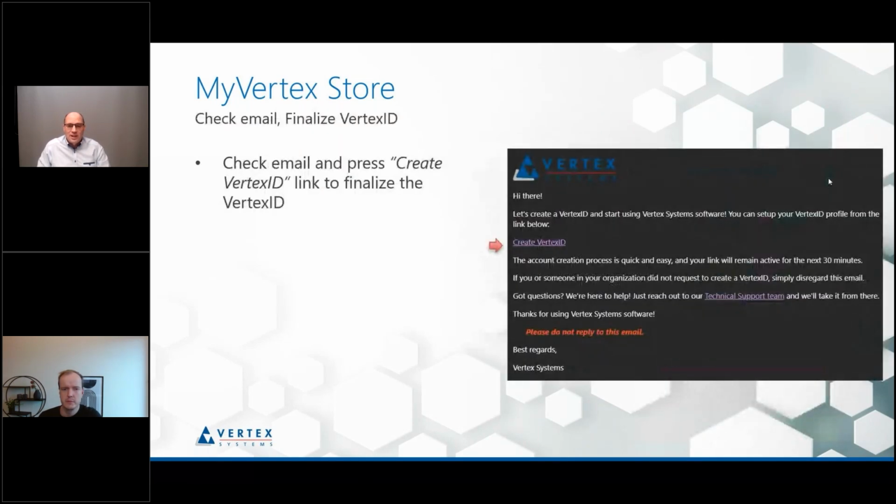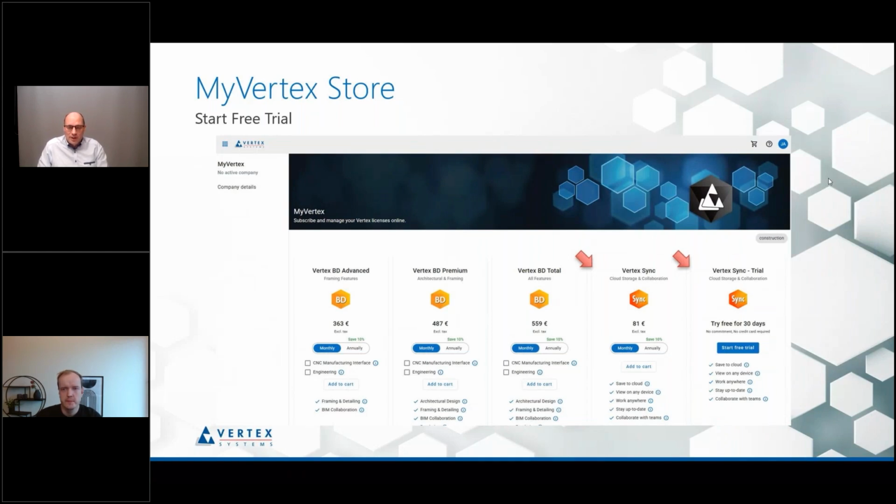When you go to see your emails, you have received an email from Vertex Systems, and there is text which tells you to set up your Vertex ID profile, click the link below. So you can just click this create Vertex ID text, and then you will be forwarded to My Vertex store, and you are now in there. In the top right corner, you can see your initials. So we are now logged in, and we can continue this process.